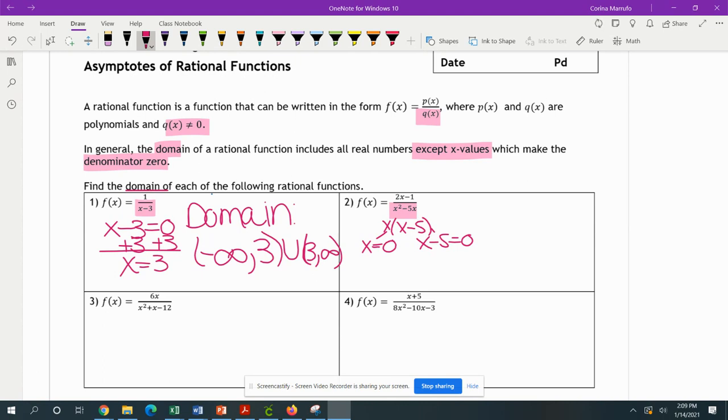Now this one, when x equals 0, that's going to make it undefined. And this one, we do have to solve for x. So plus 5, that means x equals 5. So that is the other part where it is going to be undefined.